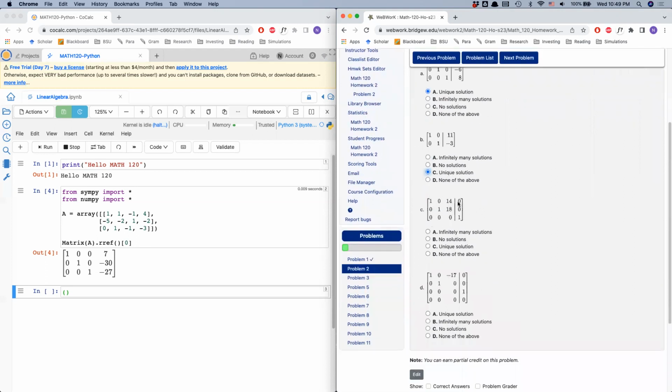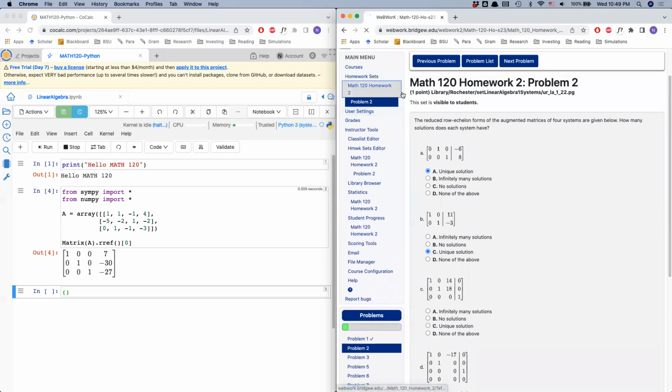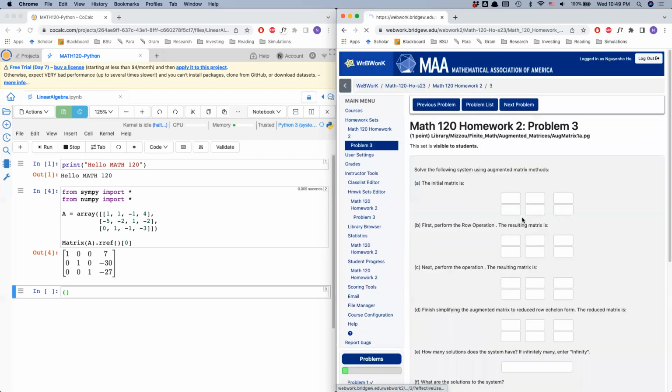For this system, this is the reduced row echelon form, and the last row has 0 on the left-hand side and 1 on the right-hand side, which is an inconsistent system, so you have no solution. Similarly, in this case, even though you have 0 here, it is 0 on the left and 1 on the right, so the system has no solution as well. All right, let me move on to problem 3.